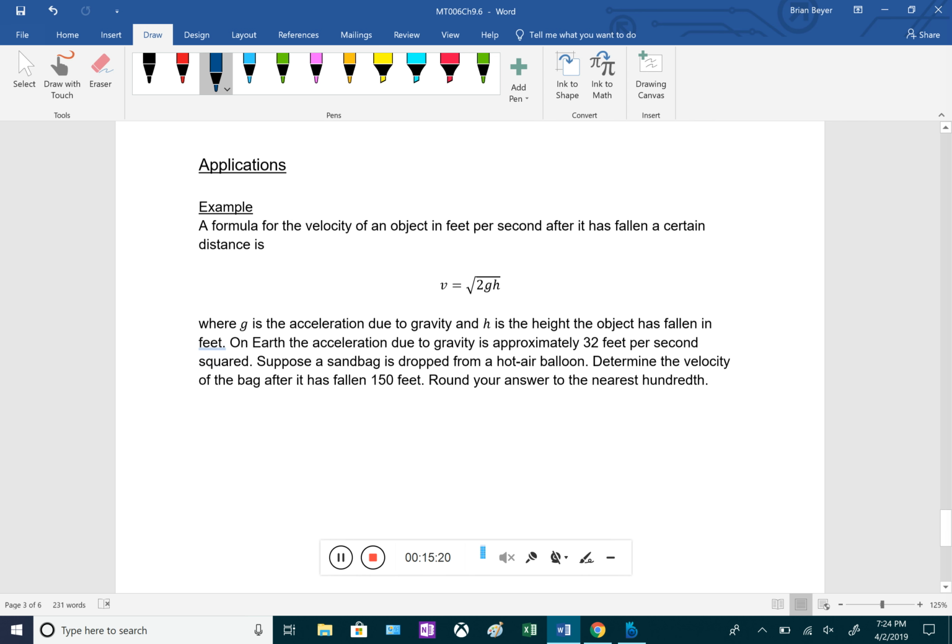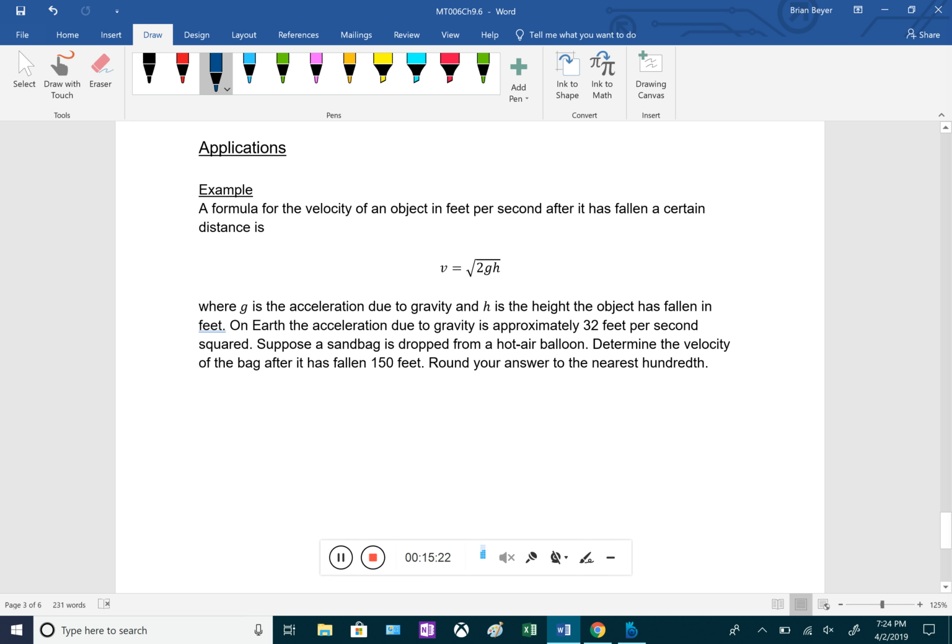Okay, so let's do one more application, and then we'll be good. So, for example, a formula for the velocity of an object in feet per second after it has fallen a certain distance is this formula right here. It's v equals the square root of 2gh. So g is the acceleration due to gravity, and h is the height at which the object has fallen. And on Earth, the acceleration due to gravity is 32 feet per second squared.